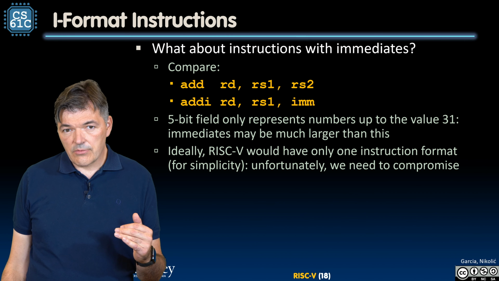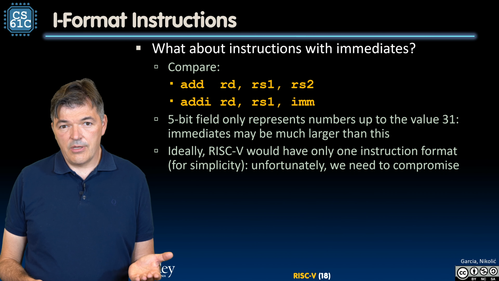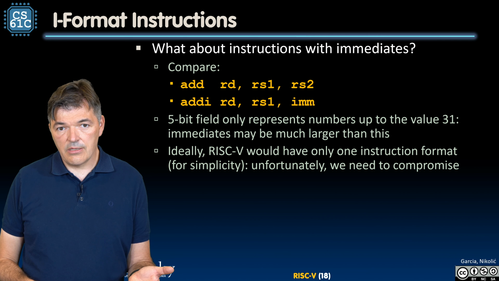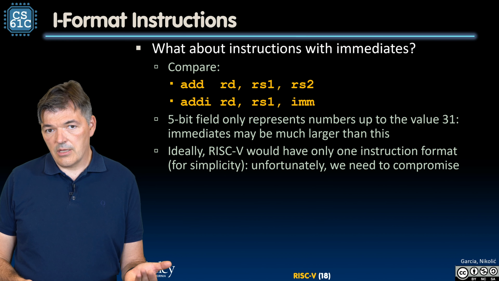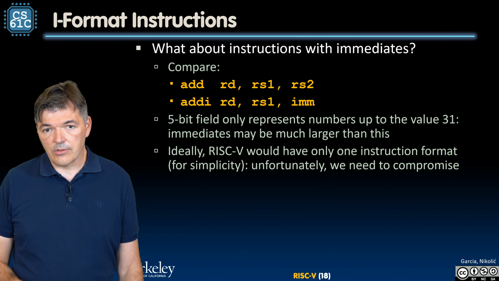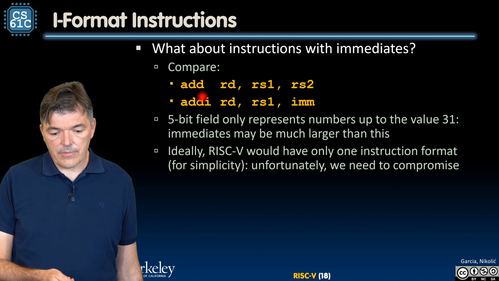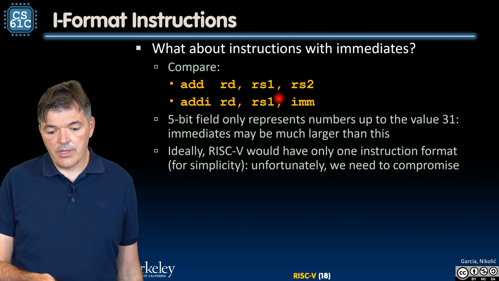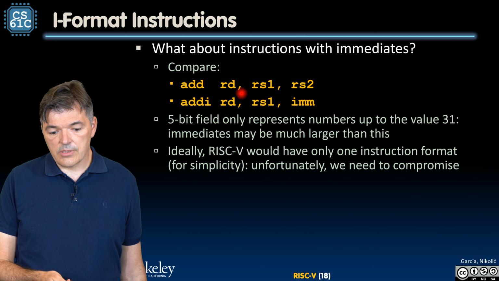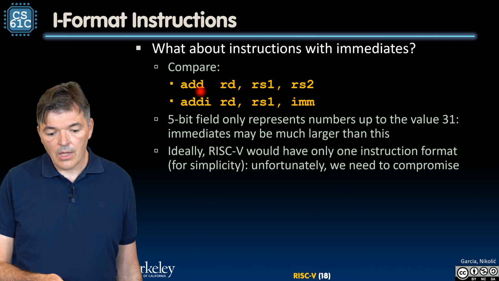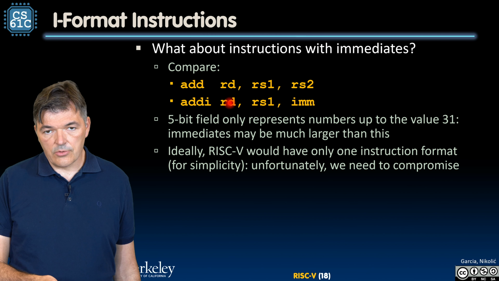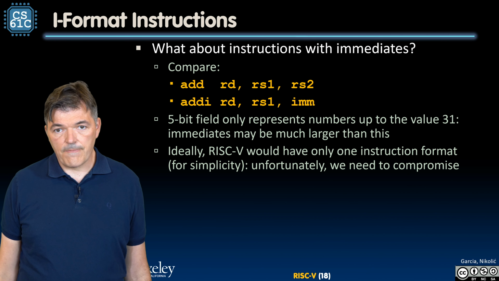So let's review how the register-based add instruction looks, and how its immediate counterpart looks. Register-based add takes the value from register RS1, adds it to the value of register RS2, and stores the result in the destination register RD. Its immediate counterpart, add immediate, takes the value from register RS1, adds the immediate, and stores the result in the destination register.